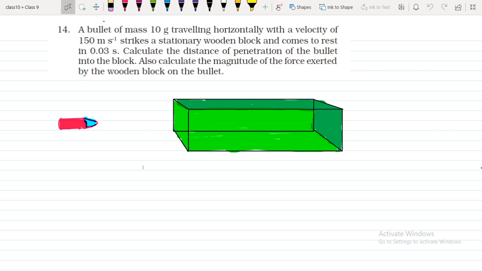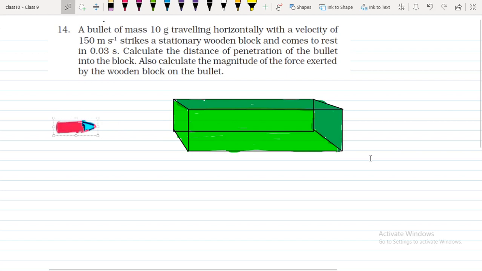So here is the given situation. This is a bullet, traveling at 150 meter per second. It has mass and it's traveling at 150 meter per second. This bullet is hitting this wooden stationary block, and after 0.03 seconds it comes to rest.